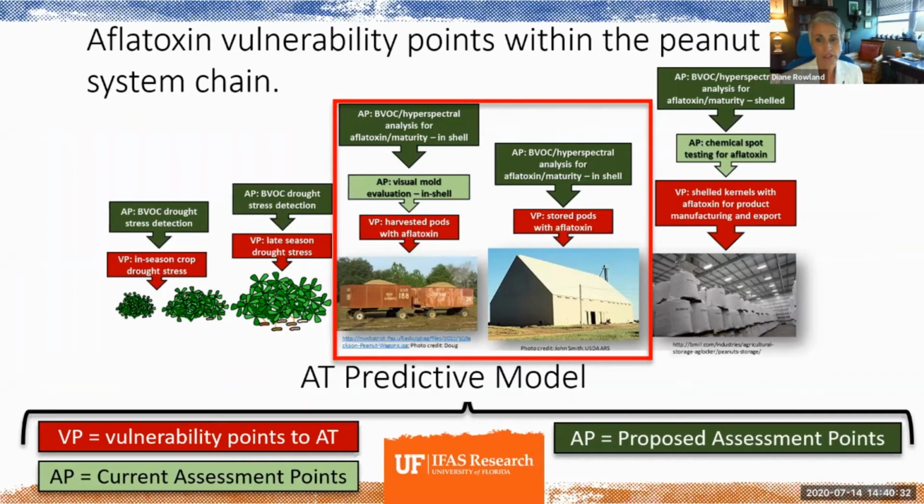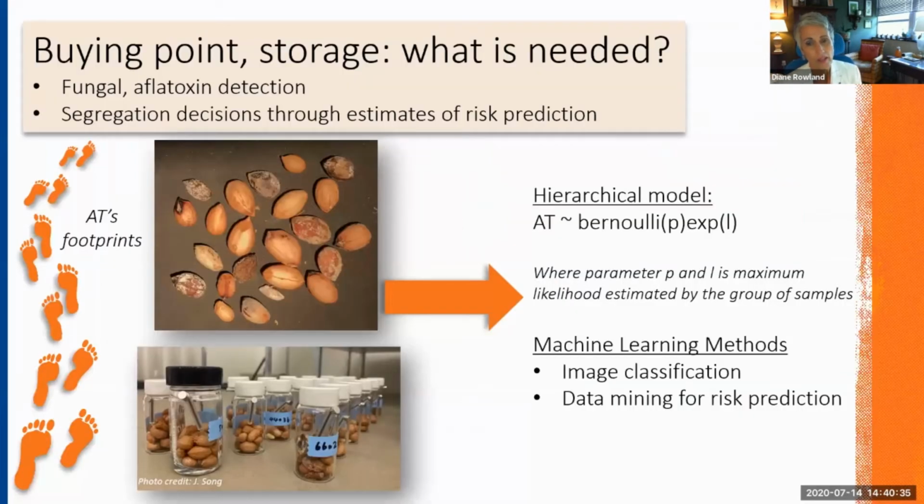So what's critical at those particular points? In this case, it's really important to be able to sense the fungus. So, what level of fungus do we have? What is it? Who is it? And the aflatoxin production. This allows us eventually to make segregation decisions then by looking at risk prediction and possibly combining those with the data from the field so that we know the risk coming out of the field and going into the buying point.